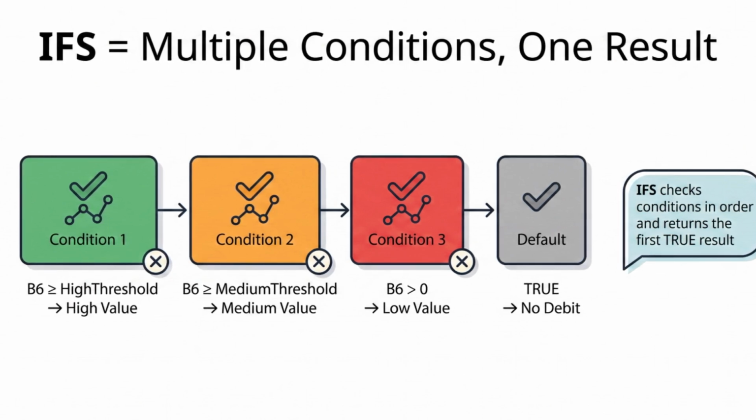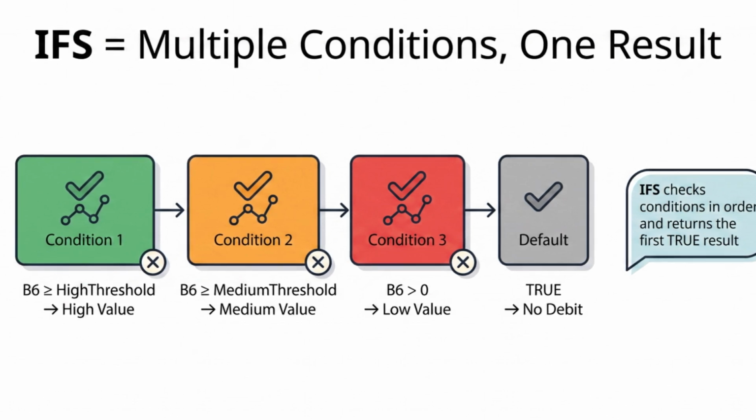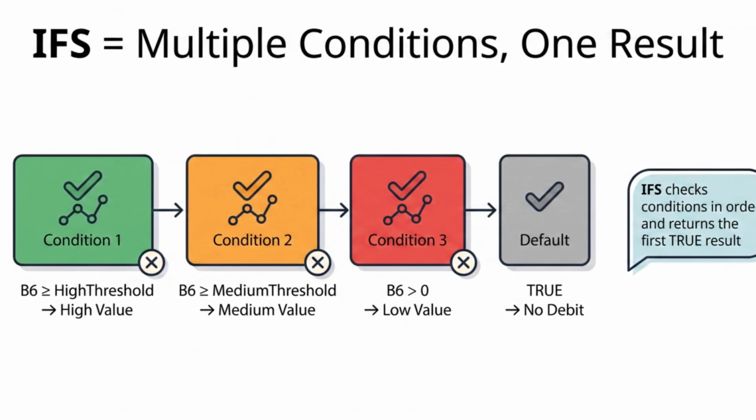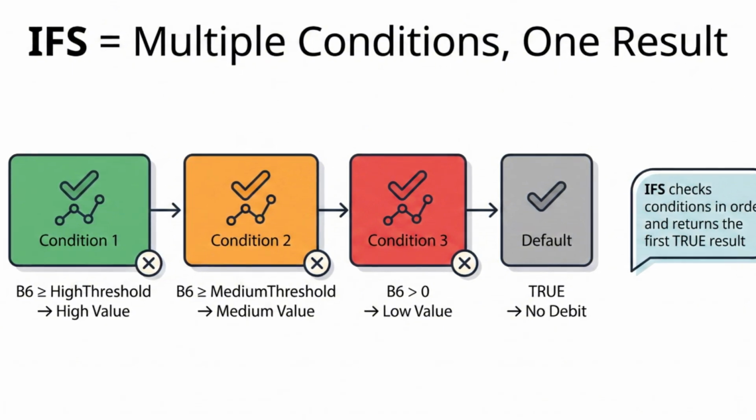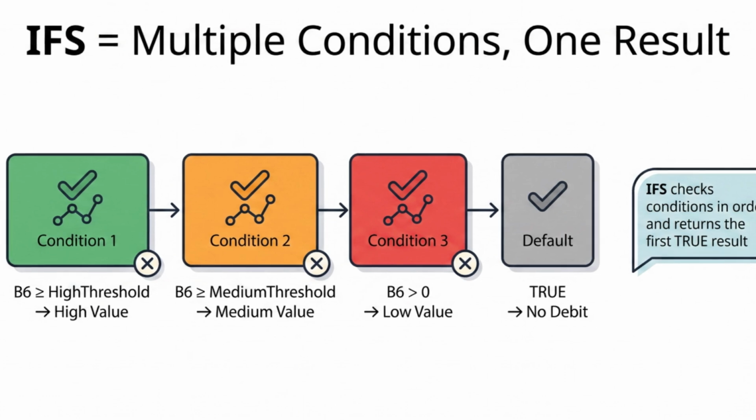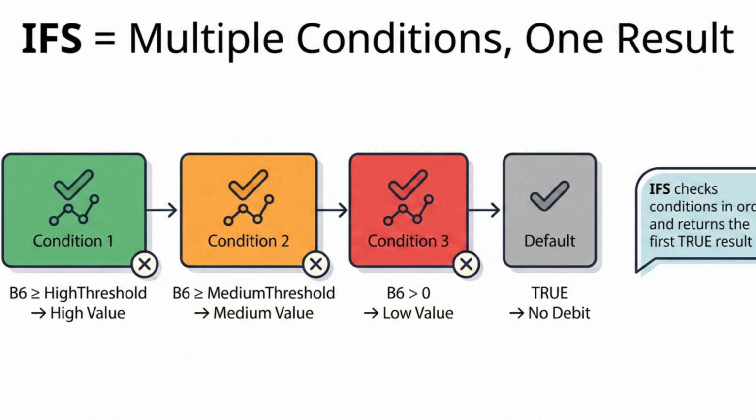The IFS function is written as IFS followed by pairs of condition and result. Excel checks each condition from top to bottom and stops as soon as one condition is true. This makes IFS easier to read than long chains of nested if statements. Now let us relate this to the Excel demo.